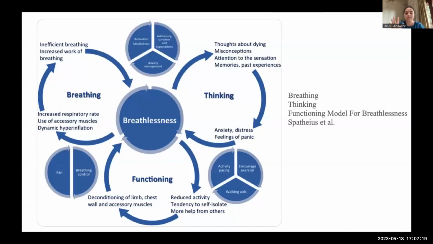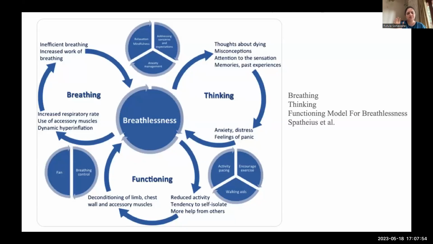Now coming to thinking patterns, there would be anxiety, distress, panic feelings, and misconceptions because of previous episodes of such breathlessness, and increased perception of those sensations. Past experiences and memories accentuate the perception of the sensations that they have, and they might even have a feeling that this breathlessness would lead to their death. So this increases the anxiety, which in turn increases the sense of breathlessness.